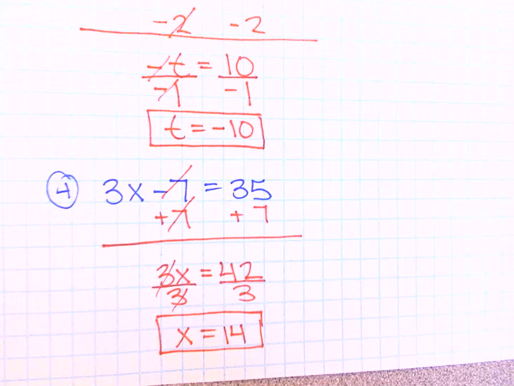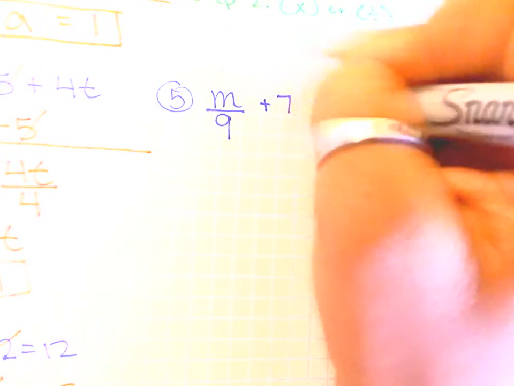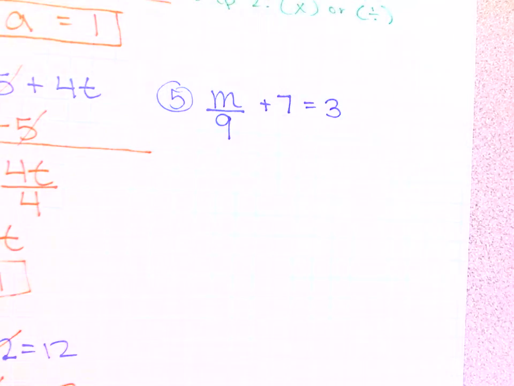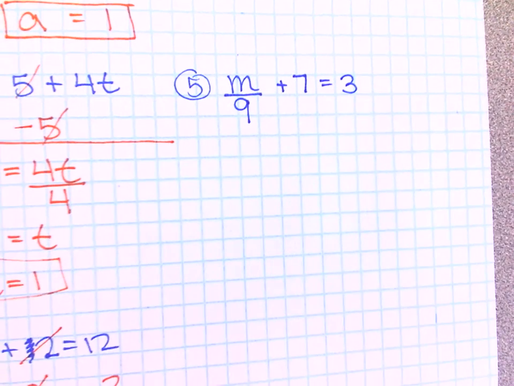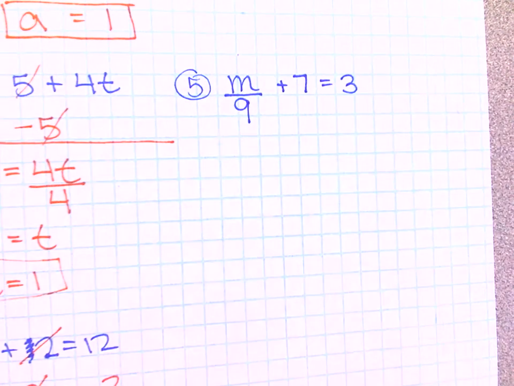I'm going to give you 2 more easy examples, then I'm going to give you 1 with a decimal and 1 as a word problem. So here we go, number 5. m over 9, so m divided by 9 plus 7 equals 3. I'm going to give you one of every type of problem you're going to see.